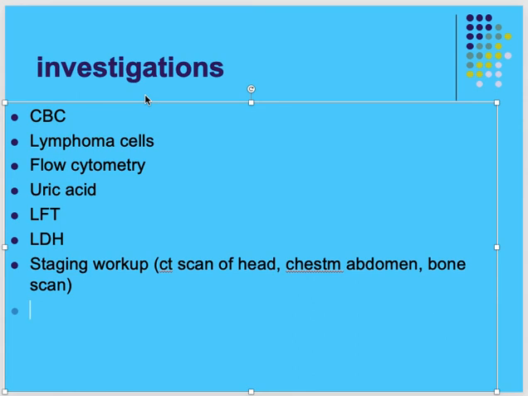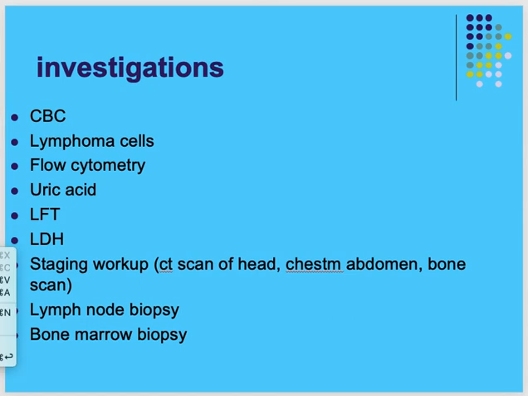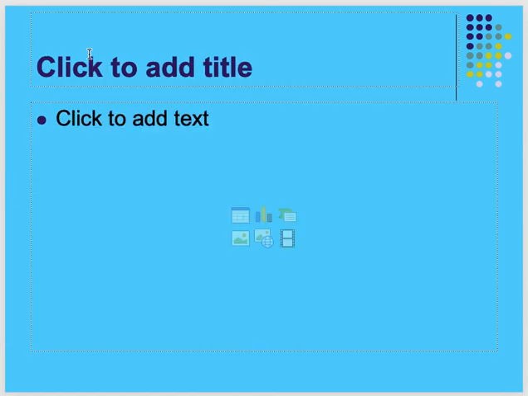And last but not least, how are we going to look at the tissue? We can do a lymph node biopsy. FNA, fine needle aspiration, can be done, but it is usually unreliable, so it is preferred to take out the lymph node and see it under the microscope. Bone marrow biopsy can be done as well, to check for bone marrow involvement. So the investigation workup is more or less the same in all conditions.